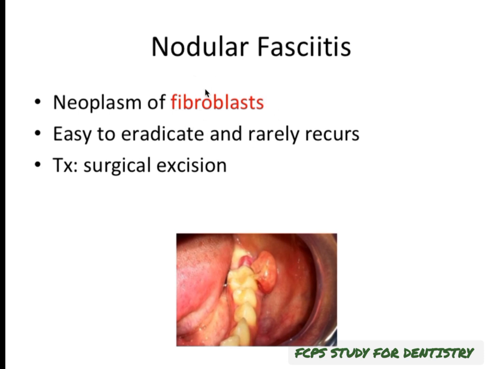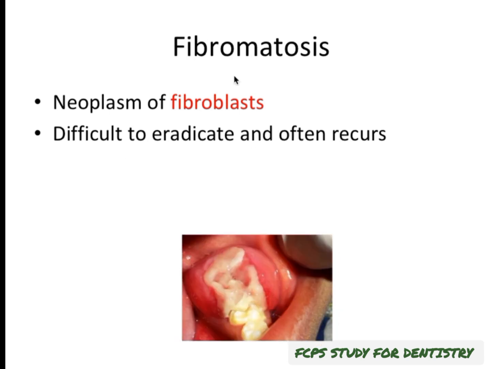The neoplasm of fibroblasts, of course, fibroblasts are the cells that secrete collagen fibers and other fibers. This lesion is pretty easy to eradicate, rarely recurs after surgical excision. Now, a very related lesion to this is fibromatosis, which again is the neoplasm of fibroblasts. But this one is difficult to eradicate and often recurs. So similar yet very different to the nodular fasciitis. And here's a picture, just looks a bit more serious than the last one we talked about.